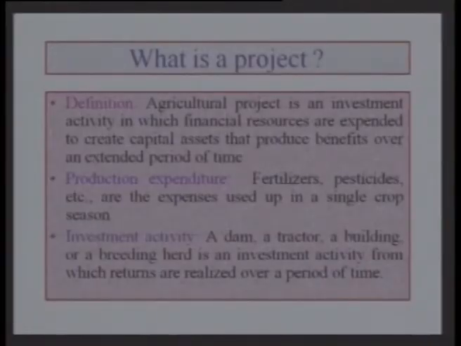Okay, thank you, Dr. Praveen. So let me define what is a project. An agricultural project is an investment activity in which financial resources are expended to create capital assets. In this, the capital asset is created which produces benefits over a long period of time. Under projects, two types of expenditure are incurred: one is the production expenditure, and the second is the investment activity.